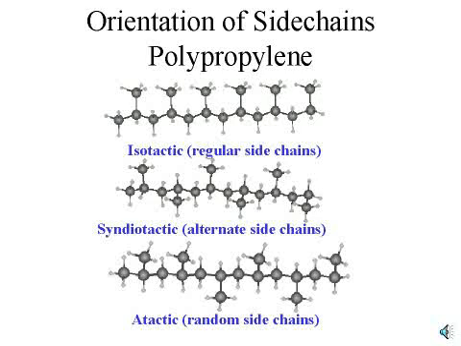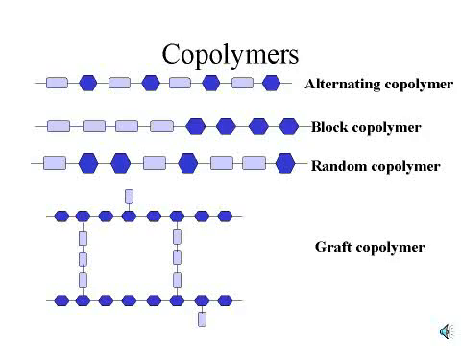And if it's just randomly oriented, we call that atactic polypropylene. Those isotactic, syndiotactic, and atactic polypropylenes are going to have different properties. Some can be used for clothing, some can be used for packaging, hard bottles, or film.